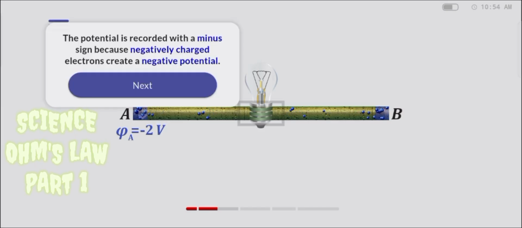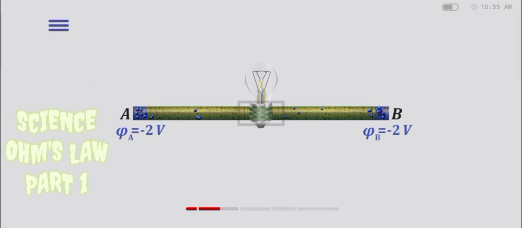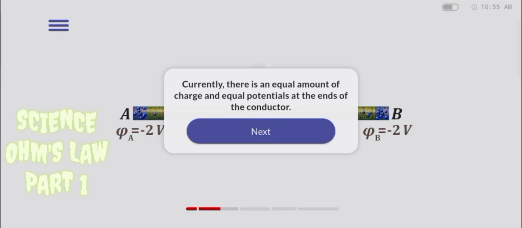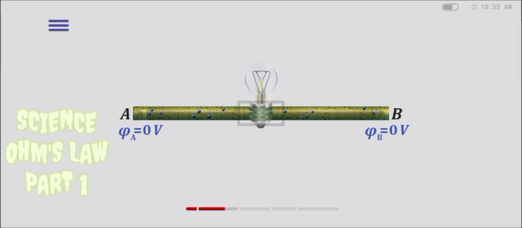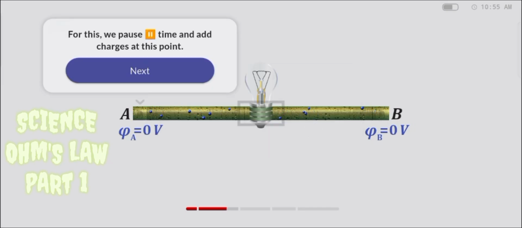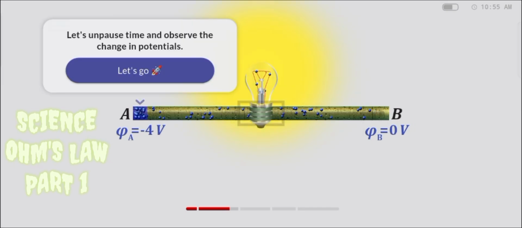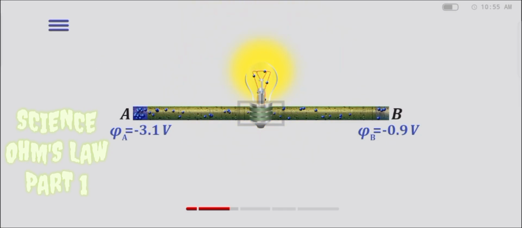Let's observe how potentials change as charges move between the ends of the conductor. For this, we pause time and add charges. At this point, let's unpause time and observe the change in potentials. Thus, the movement of charges lasted until the potentials became equal to each other.